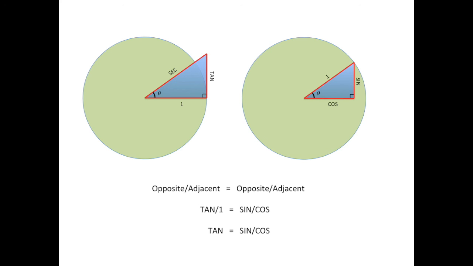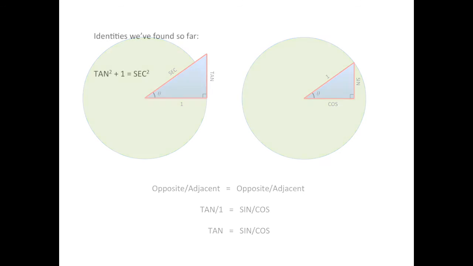Again, don't think of tangent being defined as sine over cosine. Tangent is defined as the length of the tangent on a unit circle. This formula is merely a consequence of that and the other definitions. Let's look at the identities that we found so far. Tangent squared plus 1 equals secant squared. Sine squared plus cosine squared equals 1. Secant equals 1 over cosine, and tangent is sine divided by cosine. All of those are the consequences of the way we've defined things.